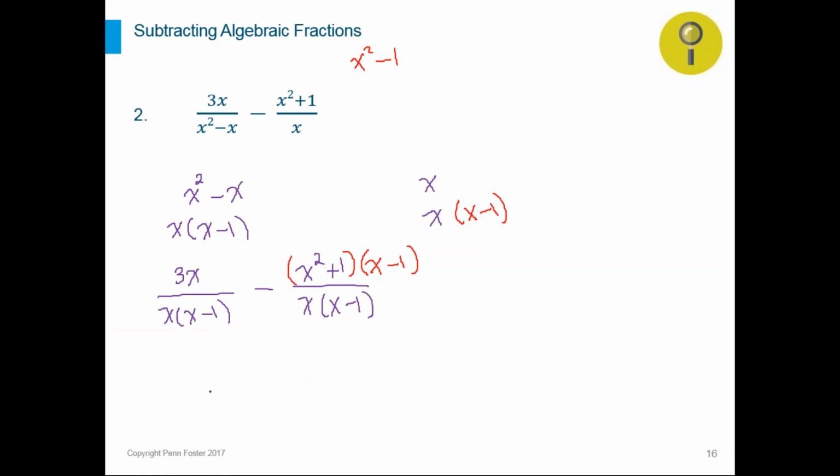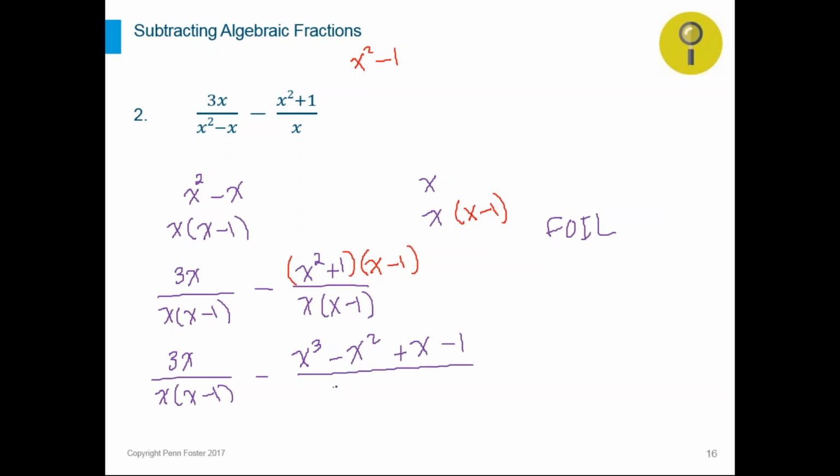So we're going to do 3x over the LCD, but we need to multiply these binomials using FOIL. This is the method that we use to multiply two binomials. X squared times x is x to the third. X squared times minus 1 is negative x squared. 1 times x is x. And then 1 times negative 1 is negative 1, over the LCD, x times x minus 1.